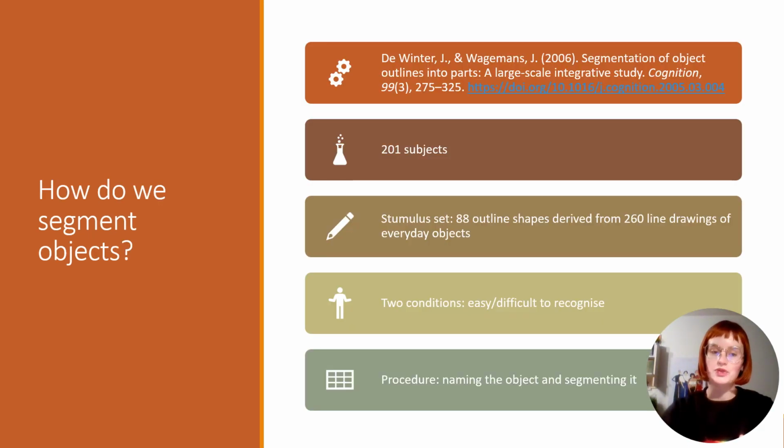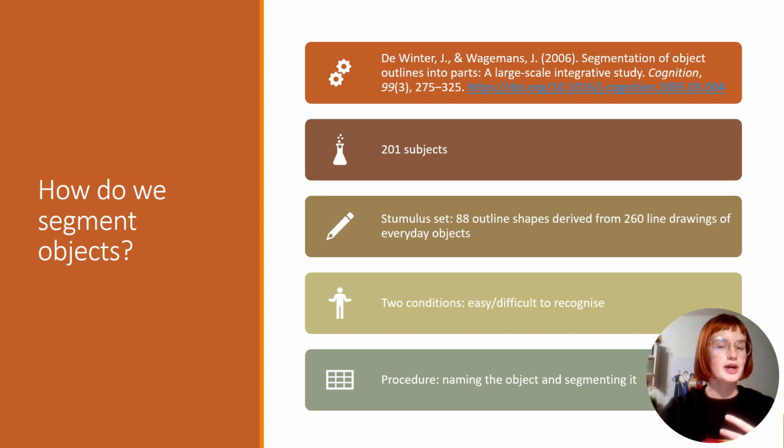But how do we segment objects? Is there any set of rules that allow all humans more or less to agree on how to divide individual objects into separate segments? Well, a lot of researchers have tried to answer these questions. And maybe they have not failed, but none of them really managed to answer the question fully. That is why De Winter and Wagemans decided to conduct a large-scale integrative study.